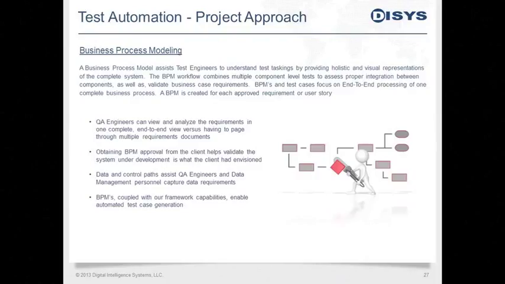Most importantly, here, it's the data and control path, so we know exactly what data is being passed between components. Coupled with our framework, it enables automated test case generation capabilities and minimizes the need for manual testers, but it improves the overall thoroughness of the testing by following 100% path coverage, and then coupling that with all data permutations. Again, we're back to the code quality perspective.